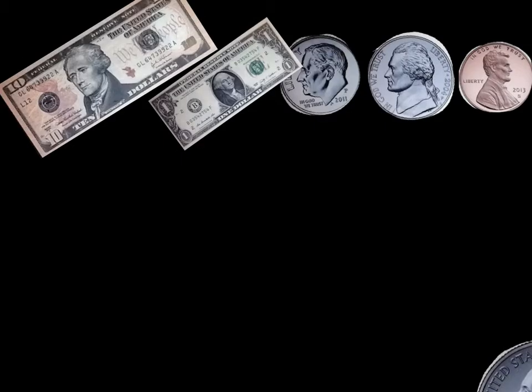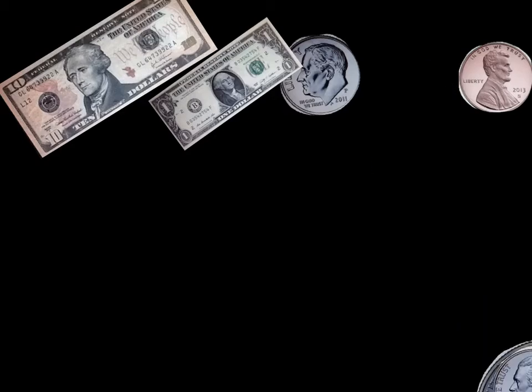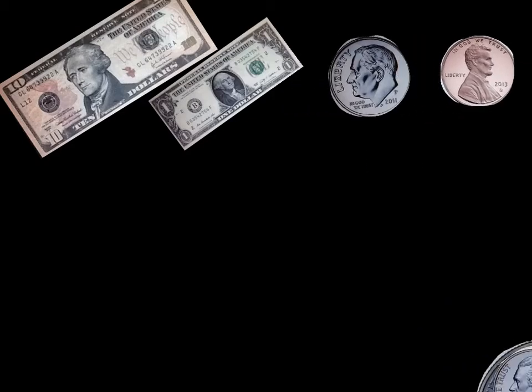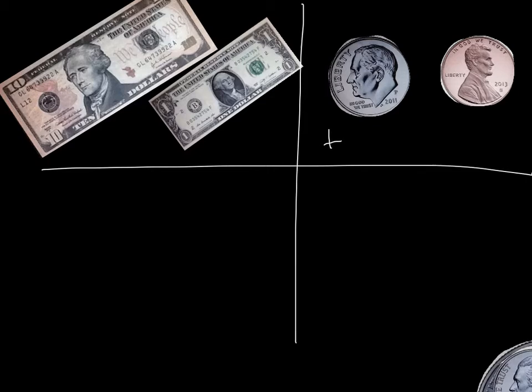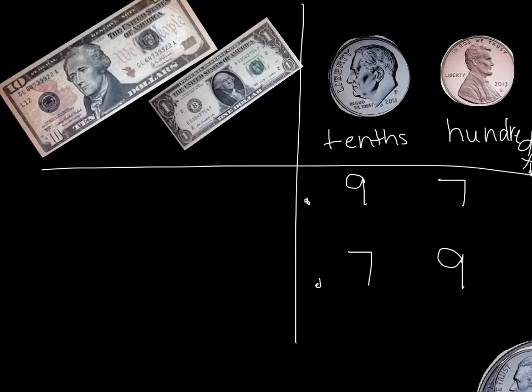We can do some comparing of decimals when looking at money as well. So, if we said that this was our chart for our decimals, the dime could represent our tenths, and the penny could be our hundredths. Oops, ran out of room there. So here's our decimal point. So if I had 0.97 compared to 0.79, we could look here and know, oh, 9 is in the tenths, so that's like 9 dimes and 7 pennies. We know that's larger than 7 dimes and 9 pennies.